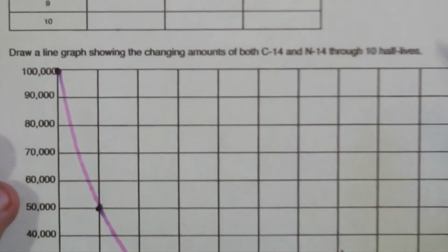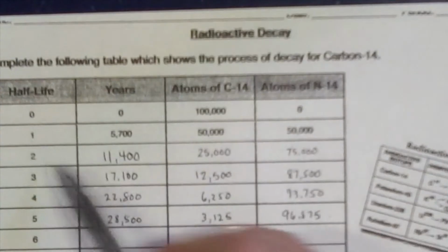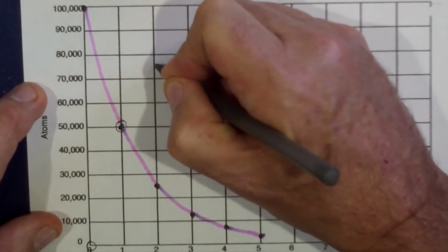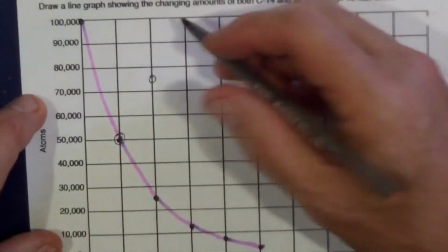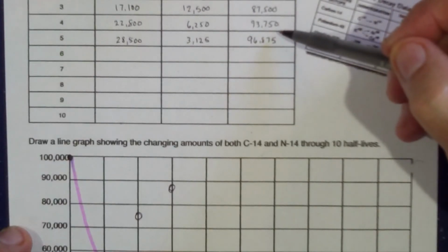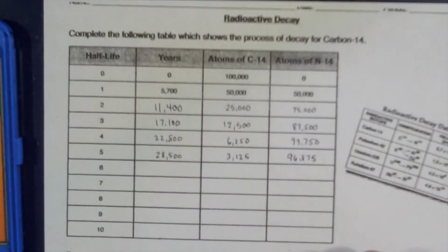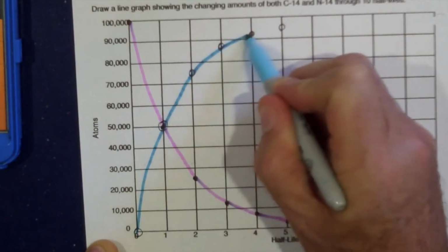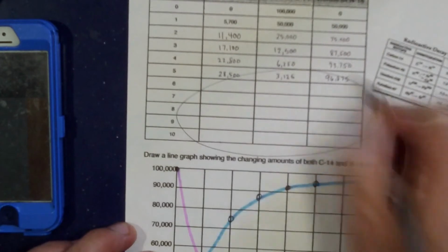On the graph, we also need to plot nitrogen-14. At 0 half-lives, the amount of nitrogen-14 is 0. At 1 half-life, the amount of nitrogen-14 is 50,000. At 2 half-lives, the amount of nitrogen-14 is 75,000. At 3 half-lives, the amount of nitrogen-14 is 87,500. At 4 half-lives, the amount is 93,750. At 5 half-lives, it's 96,875. Your assignment is to continue to plot the graph and to fill in the information table.